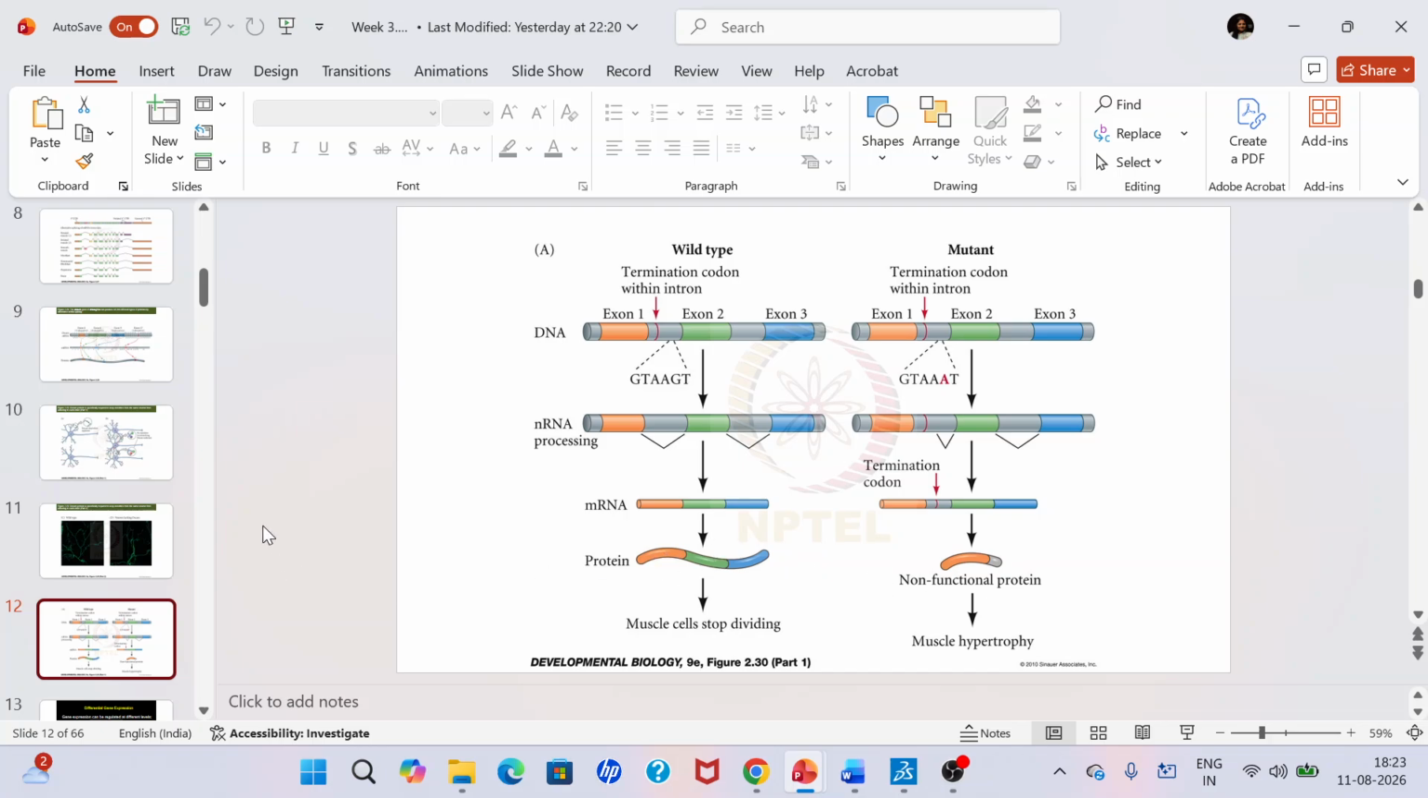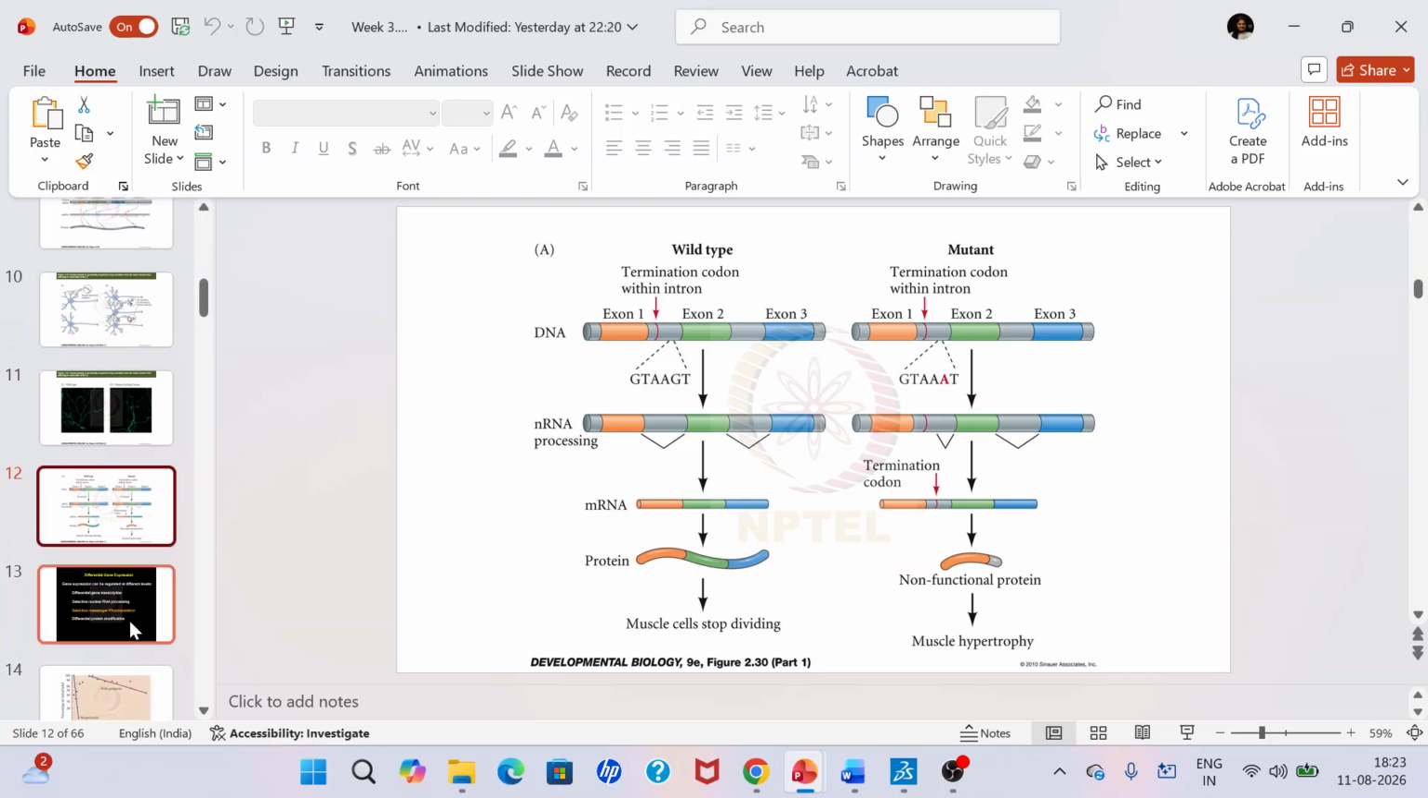So it is a very important phenomenon for the formation of a mature RNA from an immature RNA, and obviously the alternative splicing, the 3' splicing, the 5' splicing, everything. These are all very important phenomena for the formation of a properly functioning protein, which can lead to different fates of a cell or a tissue.